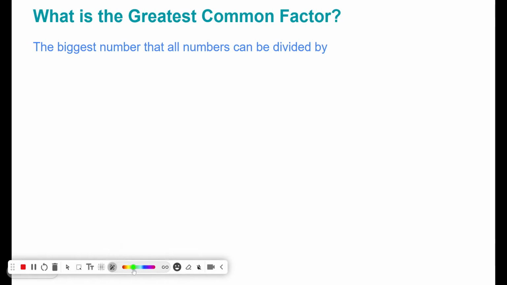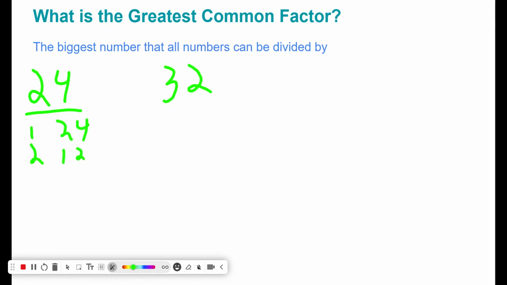So let's start with two numbers. How about 24 and 32? All right. If we are going to multiply to get 24, we've got 1 and 24, 2 and 12, 3 and 8, and 4 and 6. I think that's it for 24. For 32, we could do 1 times 32, 2 times 16, and 4 times 8.